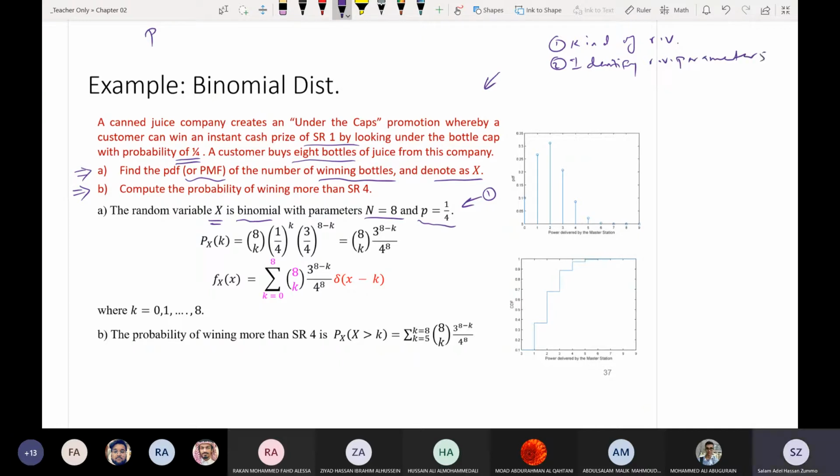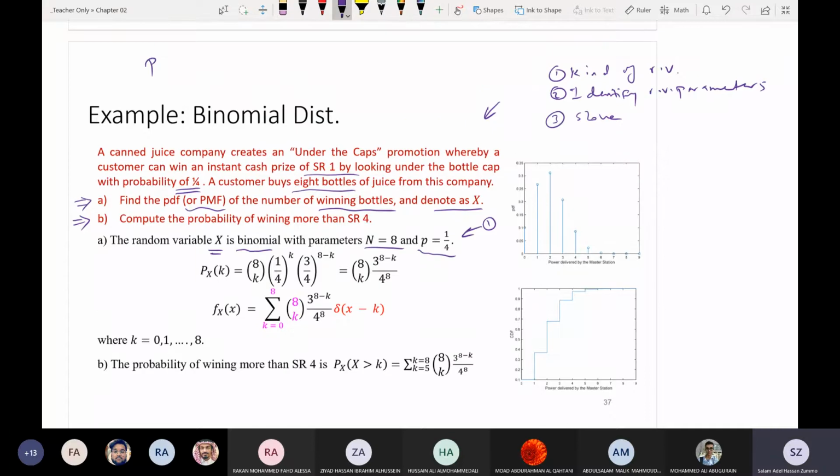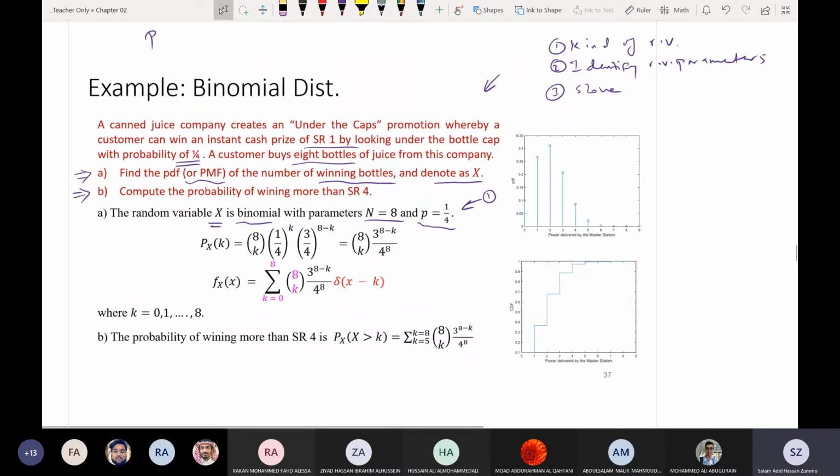If it is Gaussian, you need to identify the average and the standard deviation. If binomial, you need to identify n and p, right? And then solve. These are always the steps of solving. Okay?